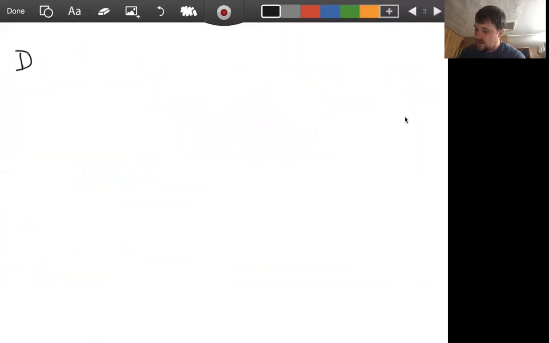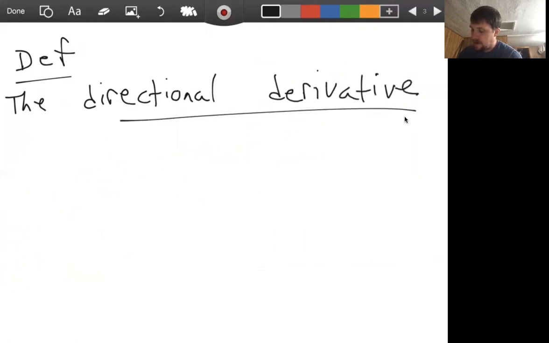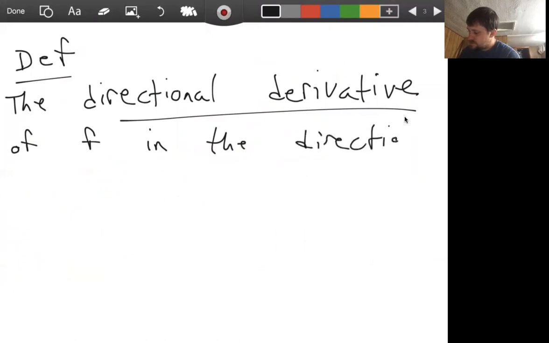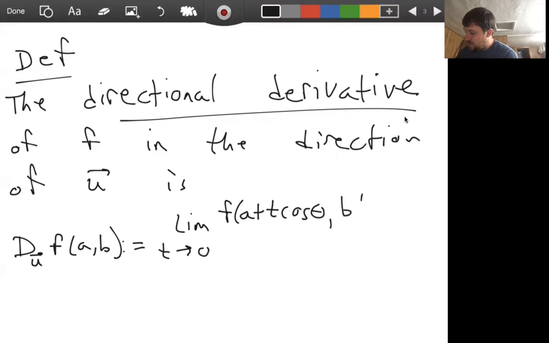So let me give a definition here. The directional derivative of f in the direction of u is, and we say D sub u f of a, b, and then by definition, this is the limit as t goes to 0 of f of a plus t cosine theta, b plus t sine theta, minus f of a, b. Sorry, that's a little scrunched. See if I can write smaller.